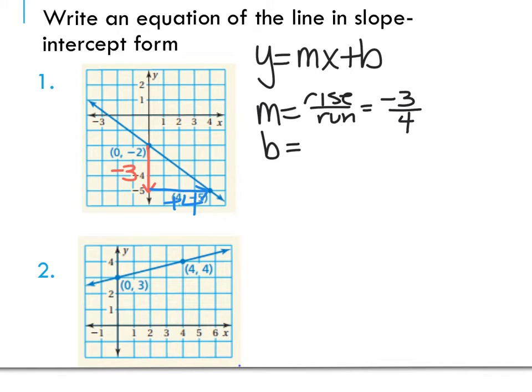Remember to always reduce that slope if we can. In this case, we can't reduce the slope. We don't want to have a decimal. We want to keep it as a fraction, but we do want to reduce it if possible.